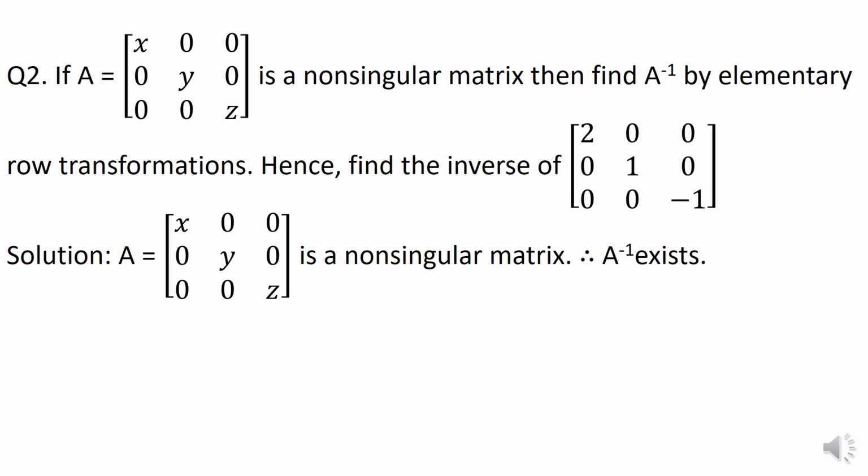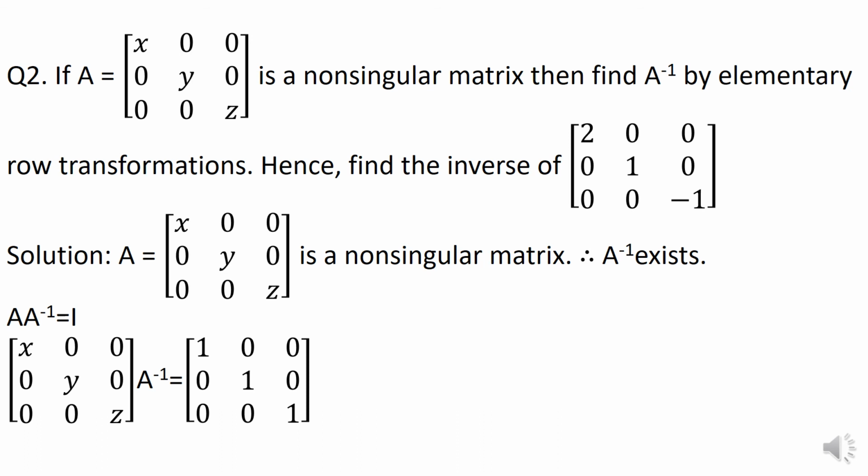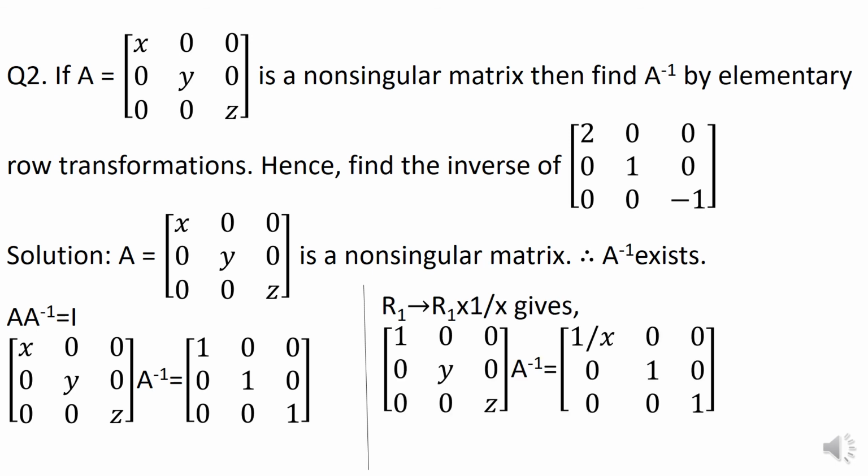That means we can conclude that A inverse exists. Then we write as usual, A into A inverse is equal to I. The first step here, converting x into 1. We want to transform x as 1. This is done by doing R1 into 1 upon x, multiplying by the reciprocal of x. Thus, we have converted x into 1 on the LHS. On the RHS, the 1 has been converted into 1 upon x, as you can see.